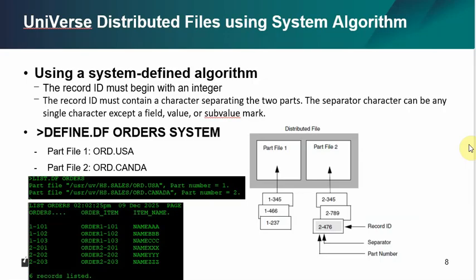After it is created, for example, I create one called orders. Orders will include two part files, called ord.usa and ord.canada. USA will be part file 1, and ord.canada will be part file 2. So when you list orders, you will list all the part files, so you will see six records.